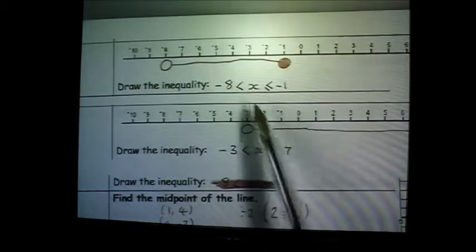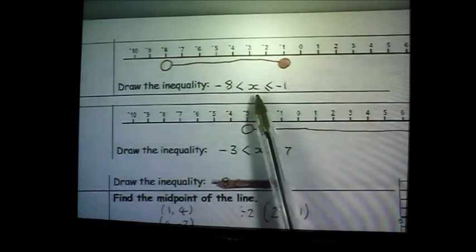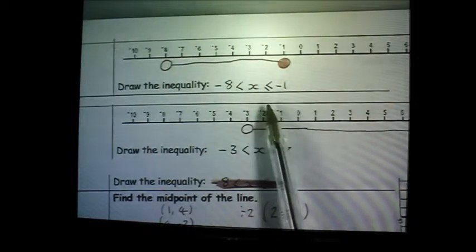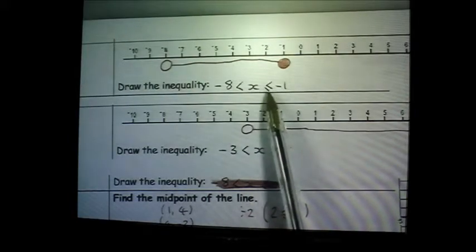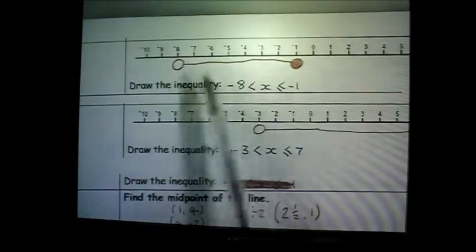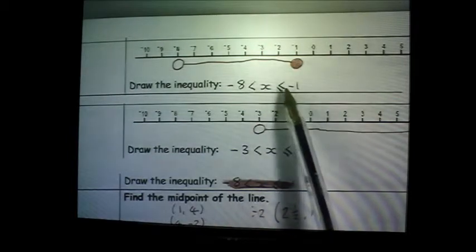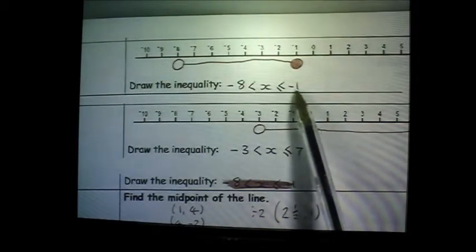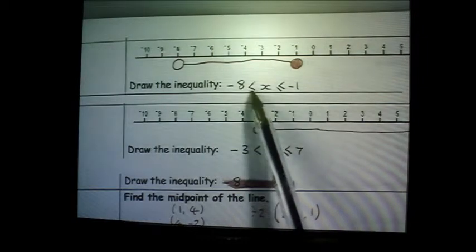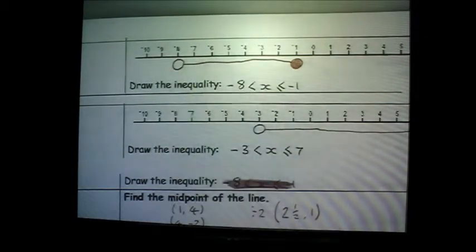Next one up the top, it's drawing inequalities. Here we go. Draw the inequality: x is greater than minus 8 but less than or equal to minus 1. That second point there means equal to. So we draw 2 circles either end, connect them up, and the reason that one's coloured in is because it can be equal to minus 1. That's why it's coloured in. It cannot be equal to negative 8 because it's more than negative 8.